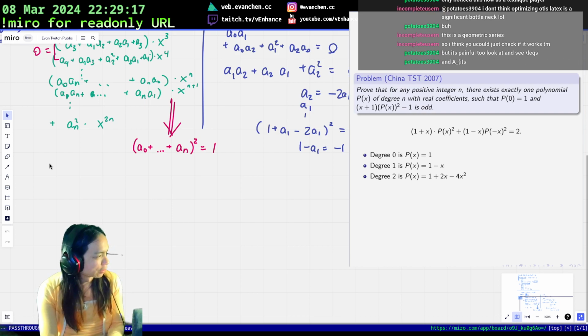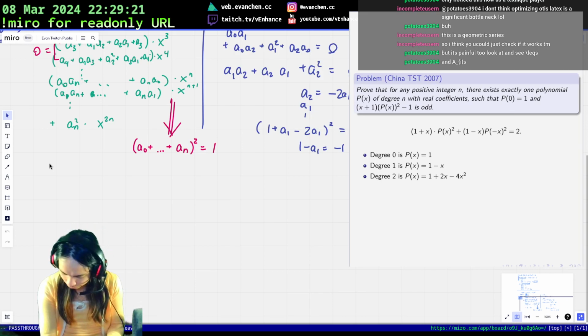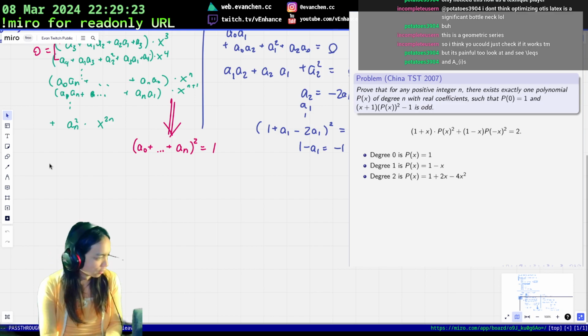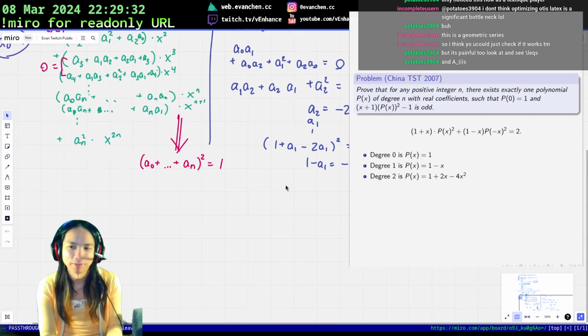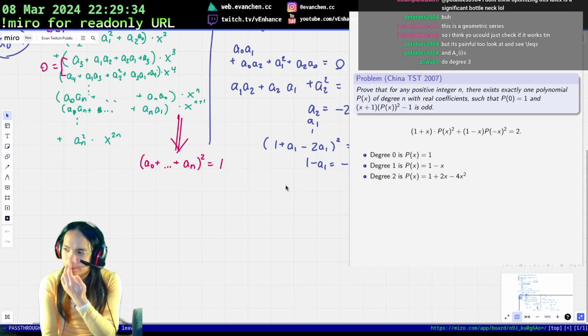This is a geometric series. 1 plus 2x minus 4x squared is not a geometric series. Unfortunately. Like, it's 1 plus 2 minus 4 if I didn't mess anything up, which I might have messed up. Someone should check this is actually an even polynomial.